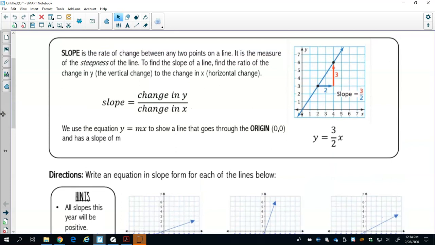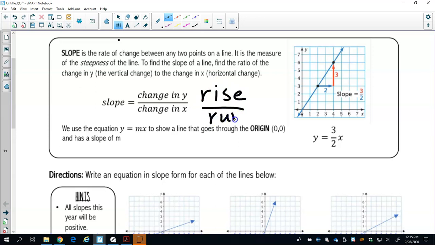If you look at this top part, it has some information about slope. Slope is the rate of change between any 2 points on a line. So it's that rise over run. On the study guide, it says change in y over change in x. And that is how you can get it, but you can also think of it from a graph as your rise over run. Write that on your study guide just so you remember. It's your rise over run.